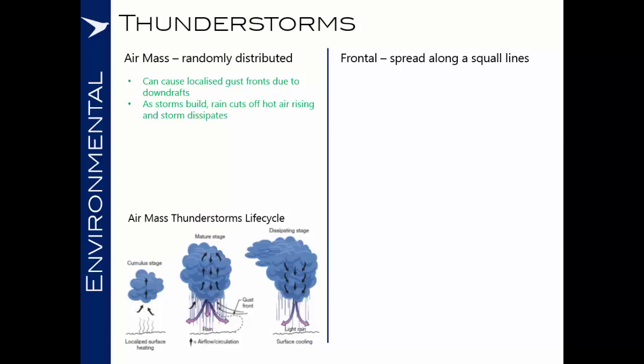As this storm builds, the rain actually cuts off the hot air which is rising to form the storm, and the storm starts to dissipate. So therefore, these air mass thunderstorms are typically of a short life cycle and usually last less than an hour. But the gust fronts that they can cause are normally very turbulent. So the biggest risk to us is during takeoff and landing.